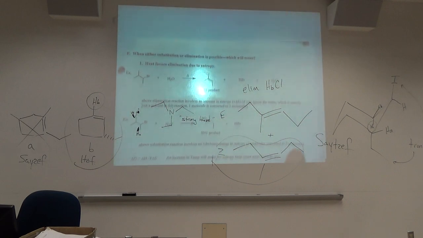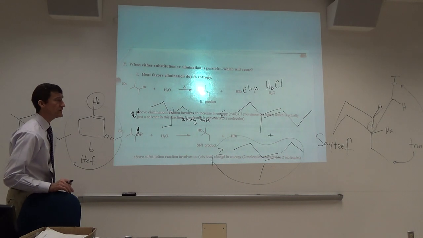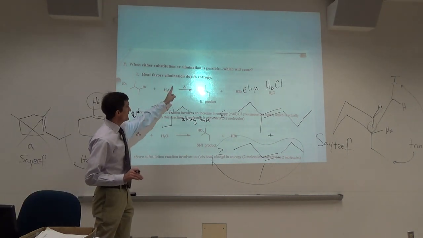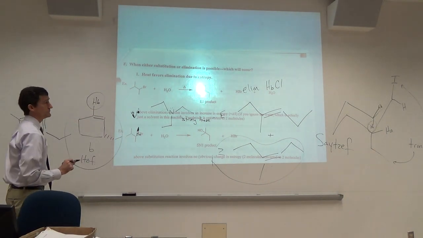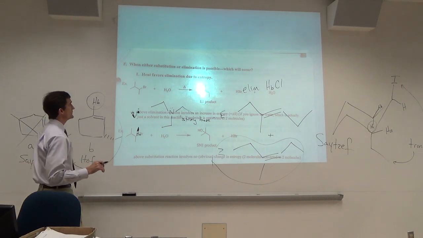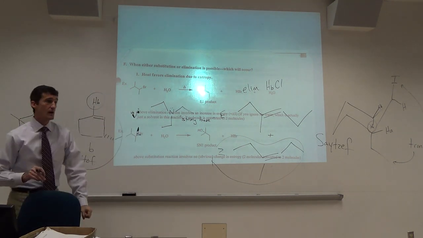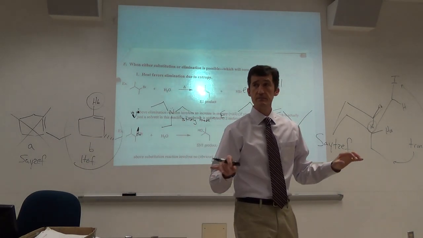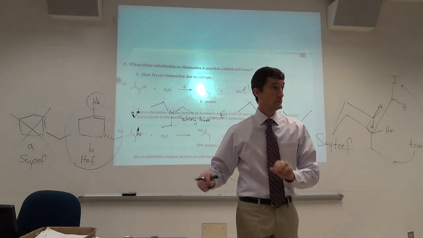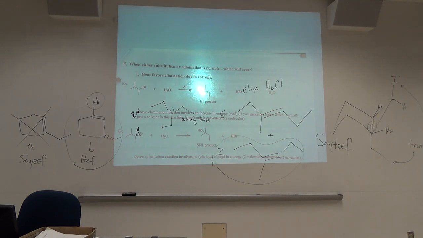At this point, we got some miscellaneous things to add in. Still very important. When either substitution or elimination is possible, which will occur? I sort of alluded to this. Sometimes you can have both. Here's some important things to consider or remember. Heat favors elimination. Why? Because entropy. Because when you eliminate, you're essentially converting one molecule into two. If you have this molecule, maybe you eliminate HBr, and you have a new molecule plus HBr, two molecules. So entropy is being favored.